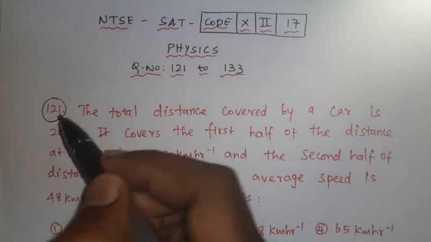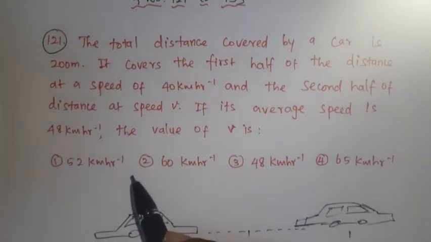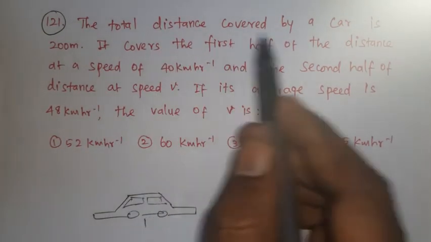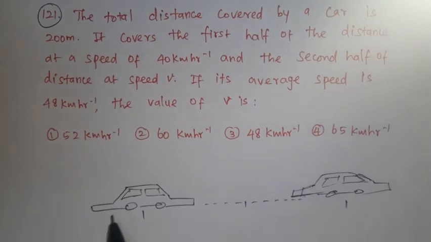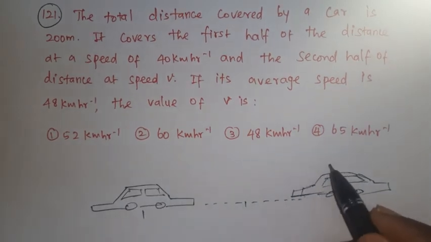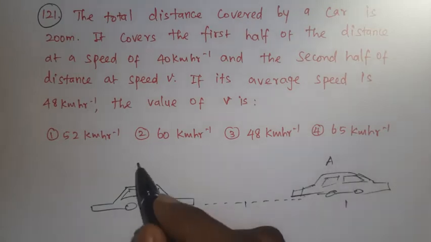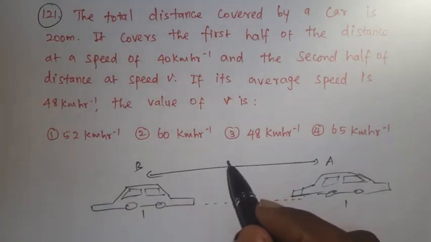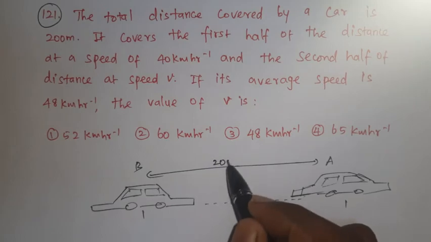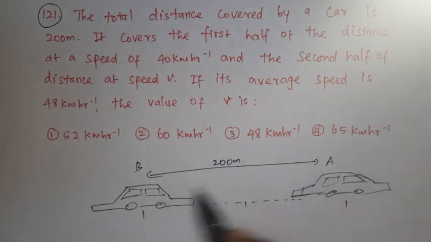Question number 121. The total distance covered by a car is 200 meters. That means the car came from point A to B, so the total distance between the two positions is 200 meters.